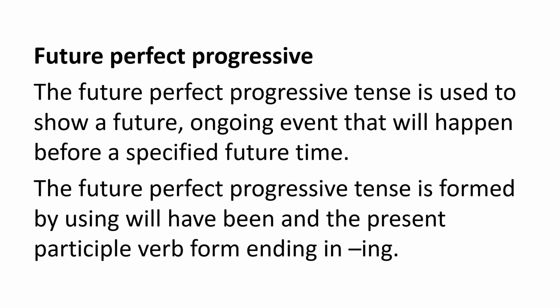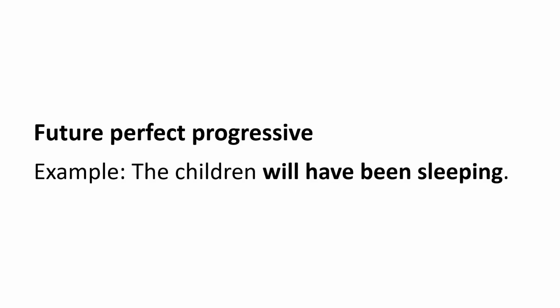The future perfect progressive tense is used to show a future ongoing event that will happen before a specified future time. The future perfect progressive tense is formed by using will have been and the present participle verb form ending in ing. Example, the children will have been sleeping.